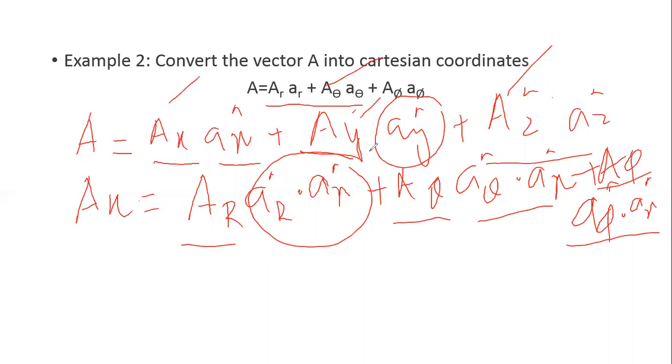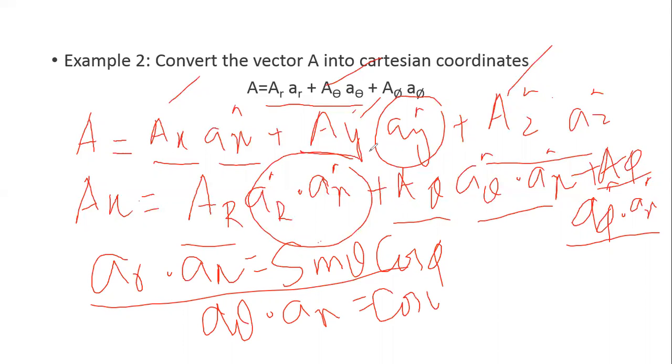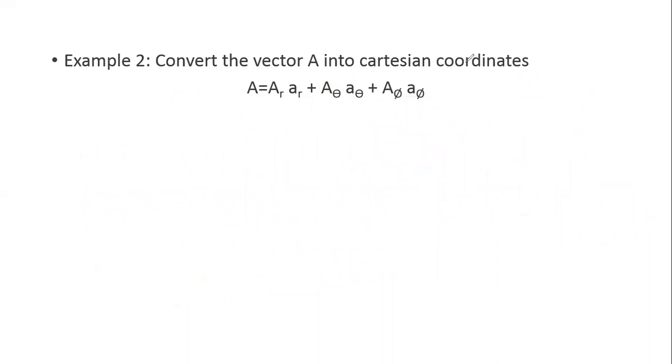And we know that a_r dot a_x is equal to sine of theta cos of phi. A_r dot a_x is actually sine of theta cos of phi. In our last class, we had derived these terms: a_r dot x is equal to sine of theta cos of phi. Similarly, a_theta dot a_x is equal to cos of theta cos of phi.